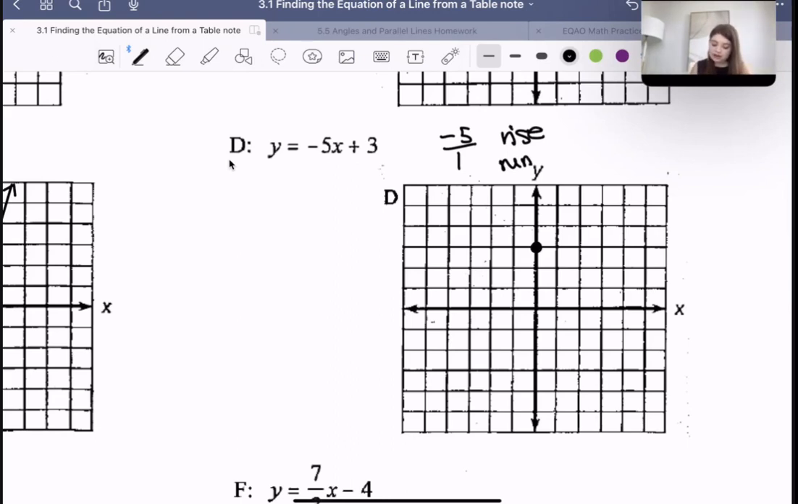So since our rise is negative 5, we're going to go down 5 down to here, and then we're going to go over 1 like this. And again, when we connect these two points, it's going to slope downwards. It's going to be getting smaller, smaller, smaller. And that's exactly what we want because we do have a negative slope. Oh, that's not quite right.